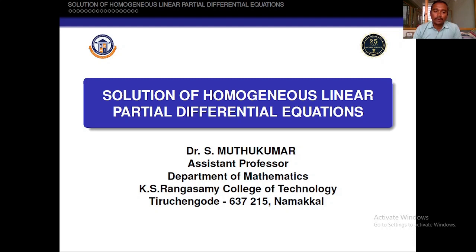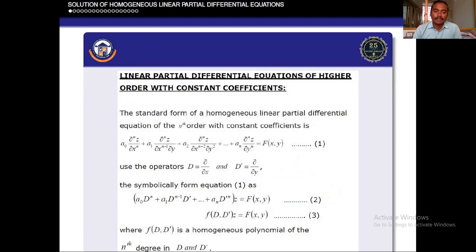In this video, I am going to explain about the solution of homogeneous linear partial differential equation. Let us consider the general form of nth order homogeneous linear partial differential equation with constant coefficient. That means a naught into ∂^n/∂x^n plus a1 into ∂^n/∂x^(n-1)∂y plus etc. an into ∂^n/∂y^n equal to function of x and y.